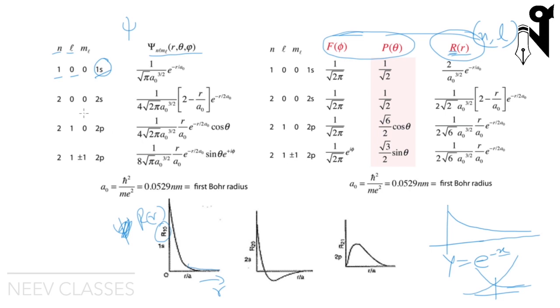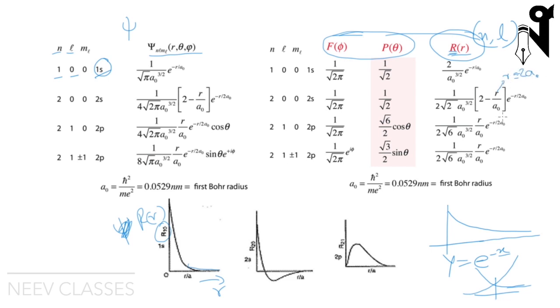So when you have a 2s function, what do you see? You'll have some constant in front of it and you have this kind of graph. This means what? 1 minus r, that can become 0 now. This thing can become 0. When will it become 0? When your r is 2a, when your r is equal to 2a naught.